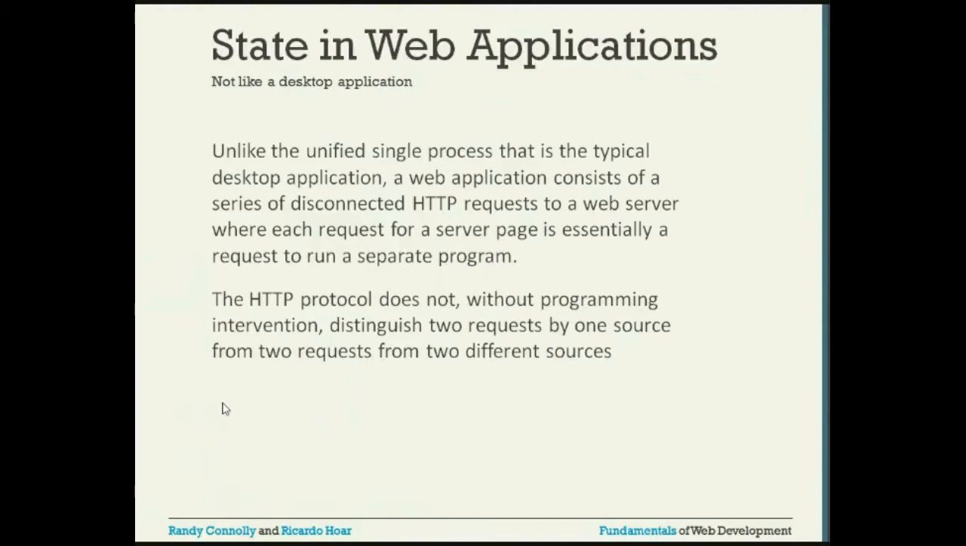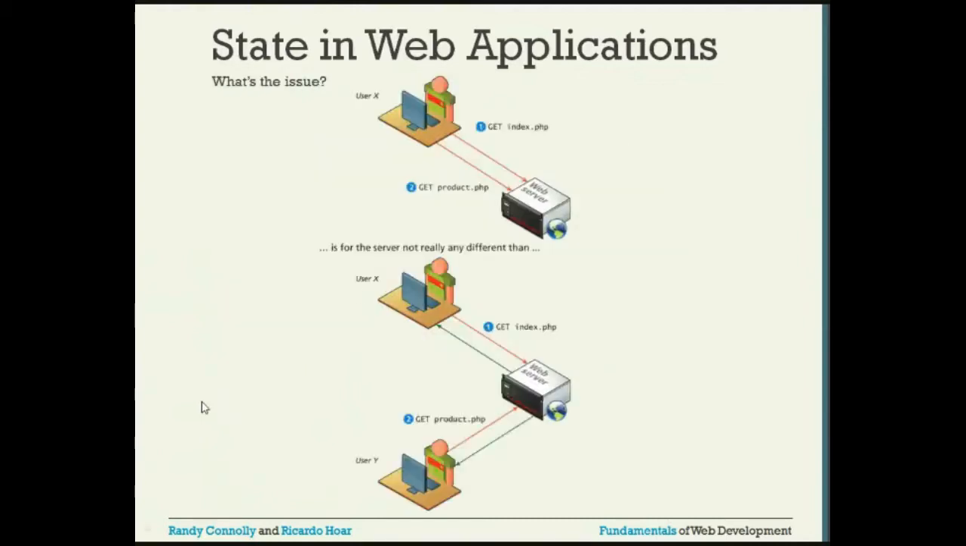So here is one example. Here we have a user X accessing the web application, and he makes two requests. You can see the two requests: one is a GET HTTP request requesting index.php, and another GET request requesting product.php. These two requests are coming from the same user. What the server will know is just the HTTP request.